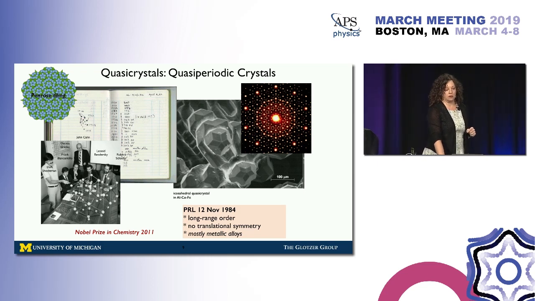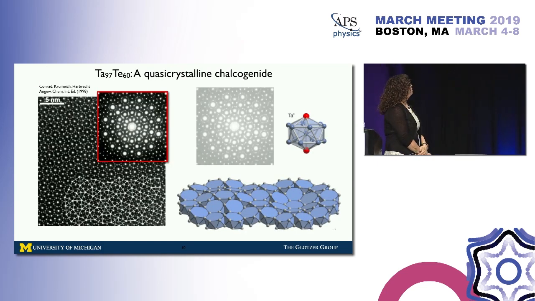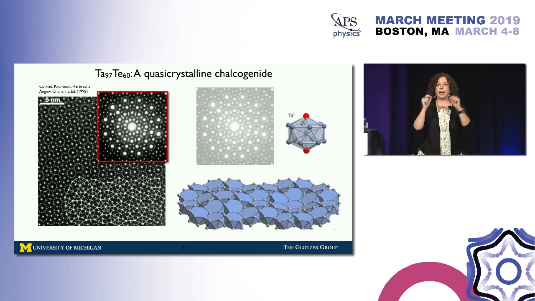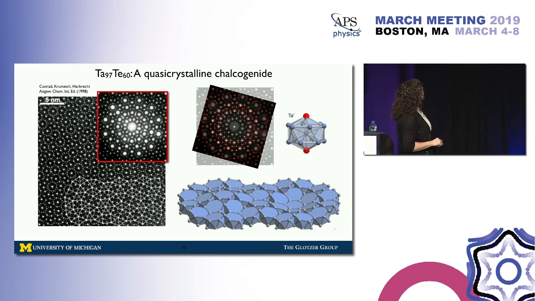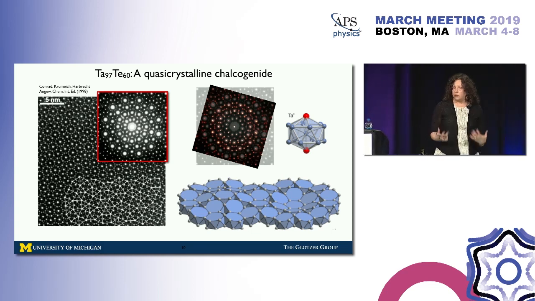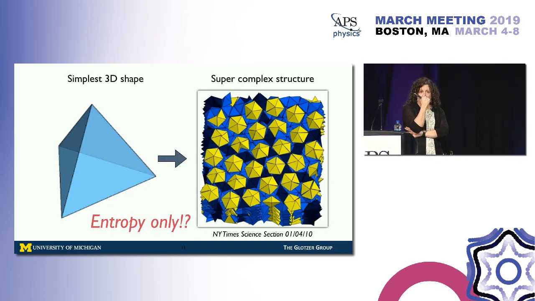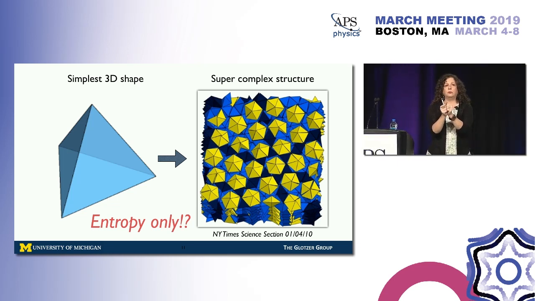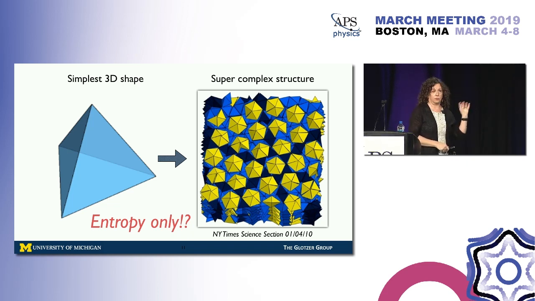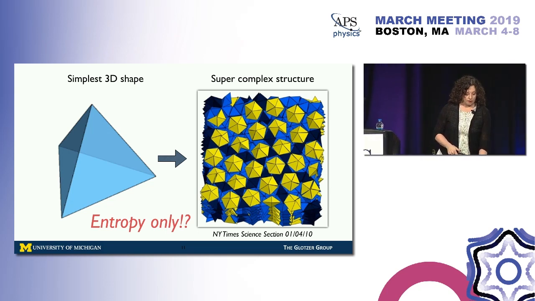But it had never been found in colloids, in a three-dimensional colloidal system. It turns out if we looked at the scattering, the diffraction pattern of our quasicrystal, if we imagined that we were scattering off the centroids of the particles, then our diffraction pattern can be superimposed on top of this one, the tantalum tellurium quasicrystalline chalcogenide. So our quasicrystal is isostructural to this one that was found back in 1998. So how is it possible that with no potential energy, and only entropy, the simplest possible three-dimensional shape can form one of the more complex structures that we know of?